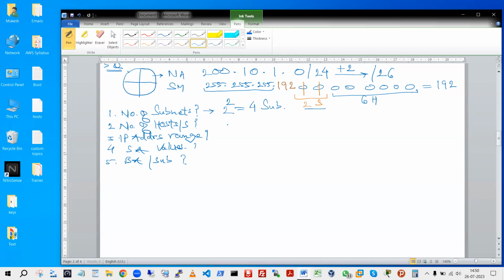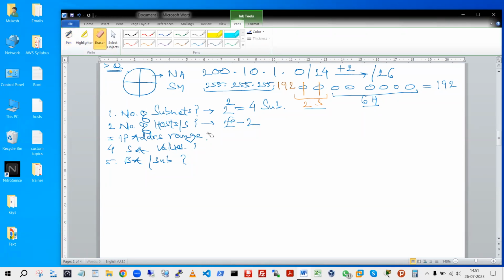Next, in every subnet, how many hosts will there be? We have to see the host bits. Host bits are 6. So you have to make combinations of these 6 host bits. The combination will be 2 raised to the power 6. But here we do -2. हम हमेशा -2 करते हैं.